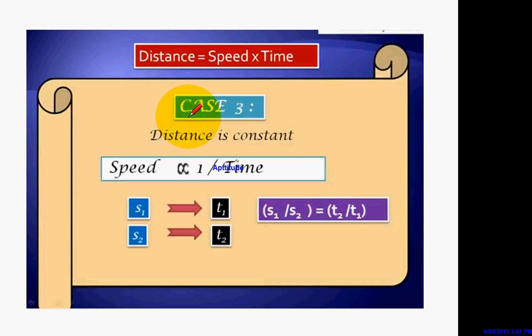Whereas here, the distance is constant. If the distance is constant, then we cannot say that the speed and time are directly proportional to each other. It is not at all possible. Speed is always inversely proportional to the time taken.